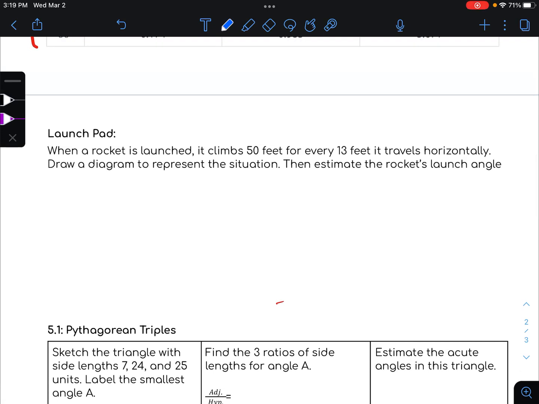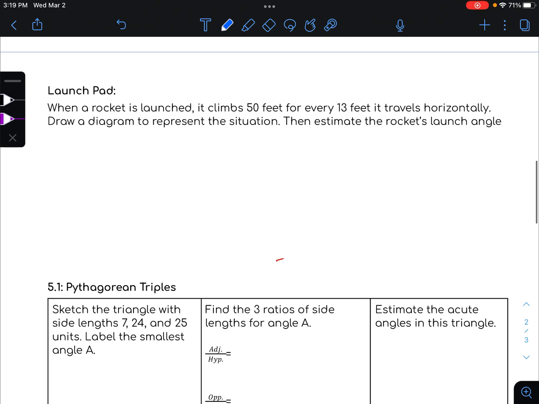All right, let's go on to the next problem here. And I've got a little situation here. Let's see if we can sketch this out. When a rocket is launched, it climbs 50 feet for every 13 feet it travels horizontally. Draw a diagram to represent the situation, then estimate the rocket's launch angle.